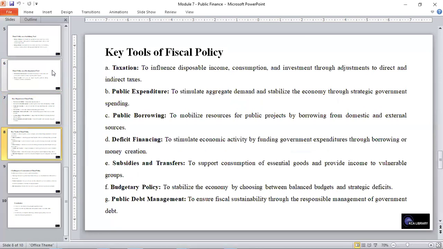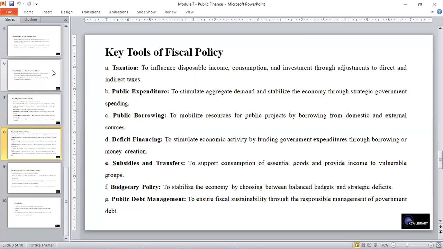What are the key tools of fiscal policy? We have a number of them, ranging from taxation to public expenditure, public borrowing, deficit financing, subsidies and transfers, budgetary policy, and public debt management. As per taxation as a key tool in fiscal policy, it serves as an avenue to influence disposable income, consumption, and investment through adjustments to direct and indirect taxes.